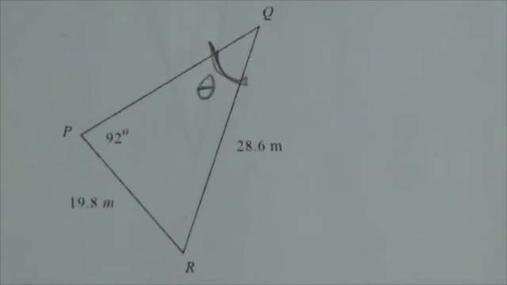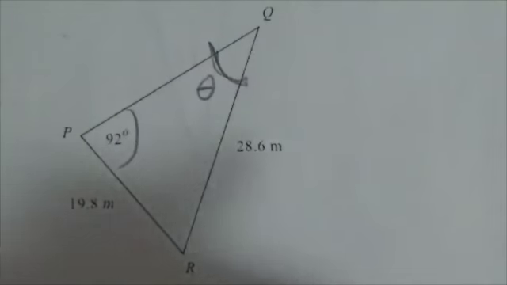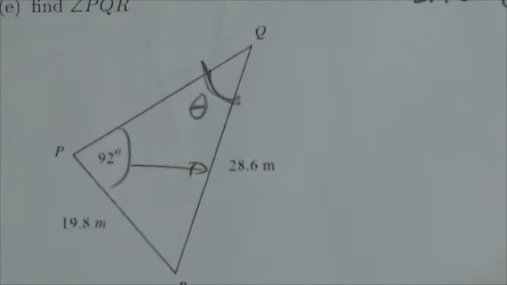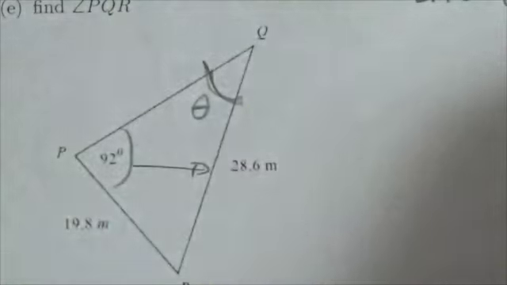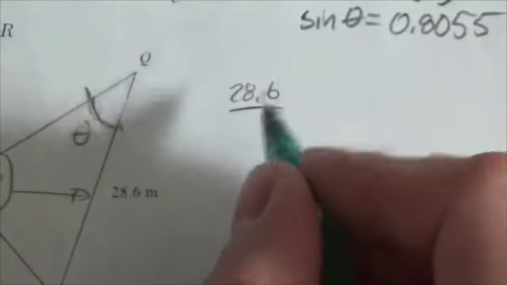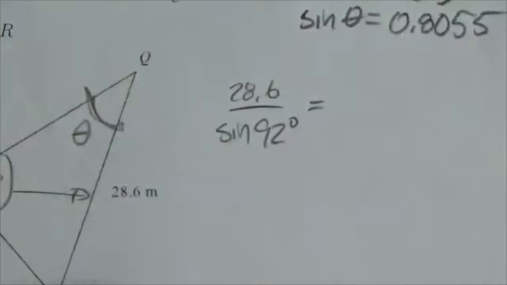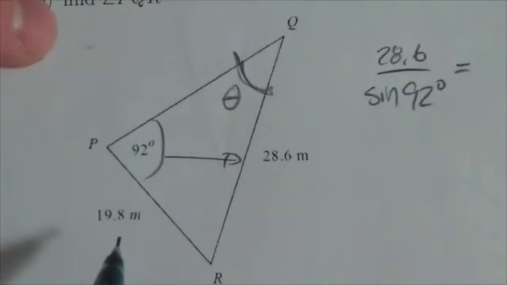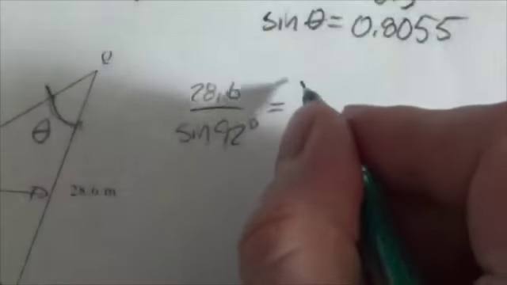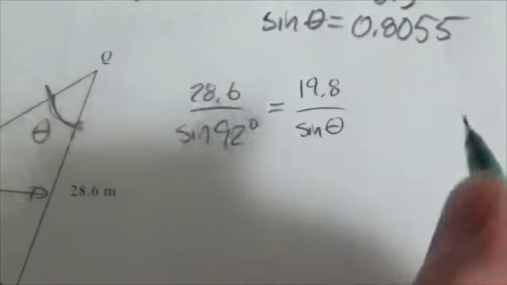So now let's take a look at the information we're given. We know the angle here, P, is 92, and we know the side opposite it. So that implies to me immediately that we're going to end up using the sine law. So let's just set up that ratio here. This is going to be 28.6 divided by the sine of 92 degrees, and then that's going to equal, if you take a look at what we're given here, we know that the side opposite my theta is 19.8. So 19.8 divided by the sine of theta.